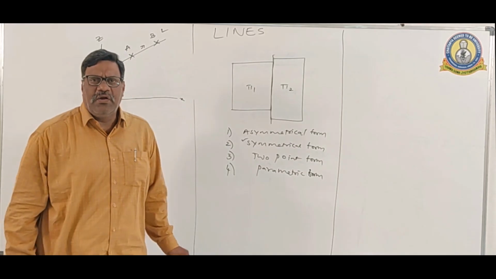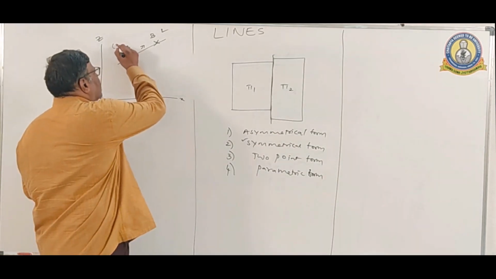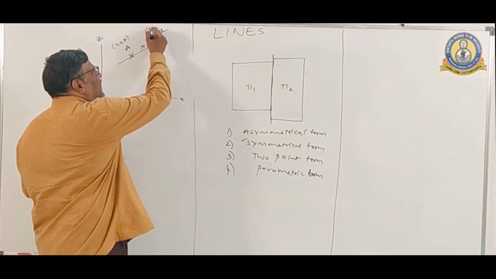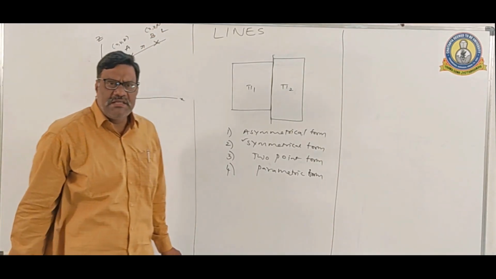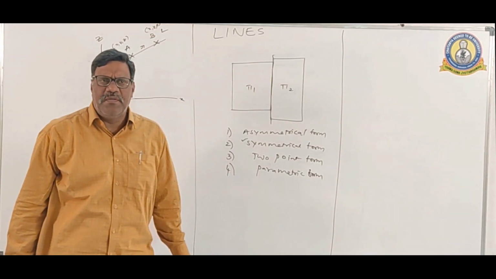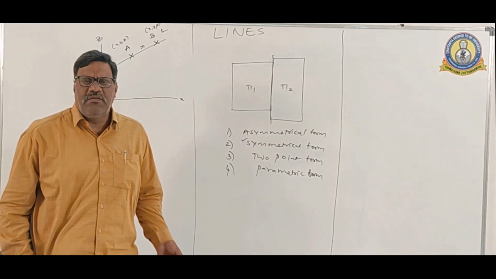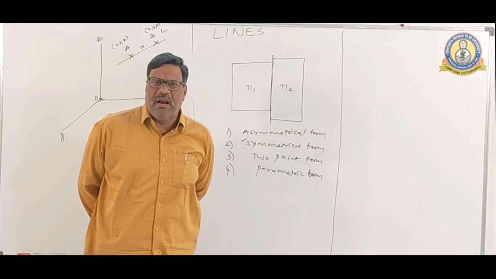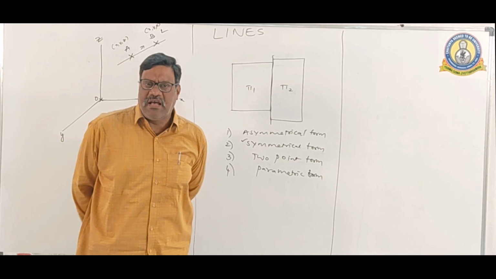Now I would like to take the coordinates of A as x1, y1, z1 and the coordinates of B as x, y and z. The distance between the two points A and B is taken as r units. Now I would like to draw two perpendicular lines from the two points A and B to the x-axis.